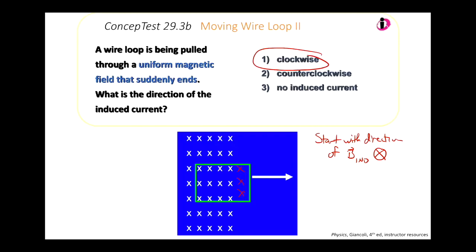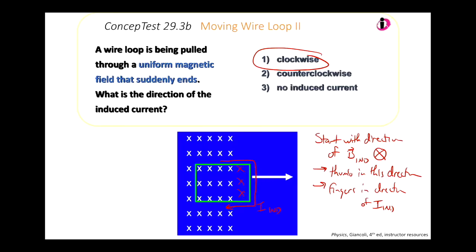Can I draw that? I don't know if I can. So let's see. Let's do this. We'll say thumb in this direction, fingers in direction of I induced. So that means that there's going to be a current going around this direction.